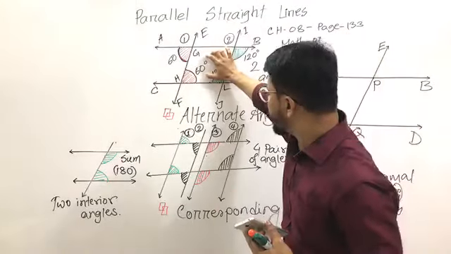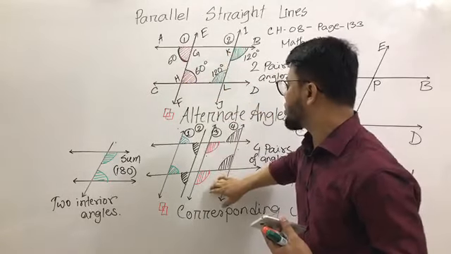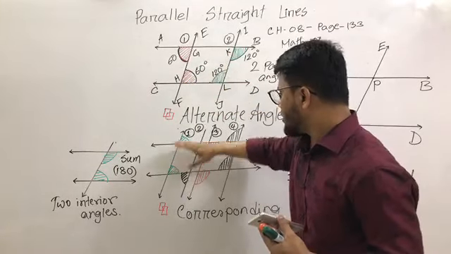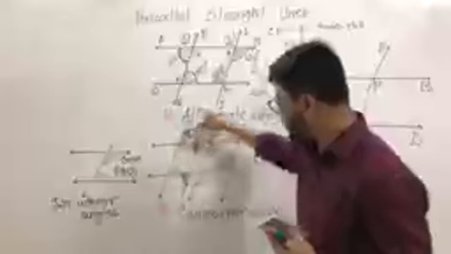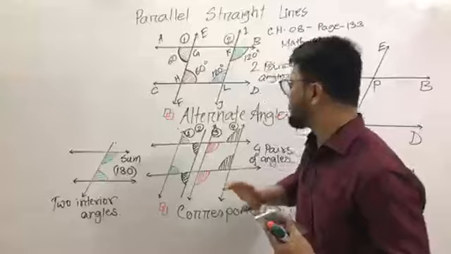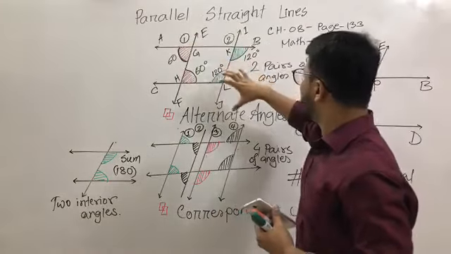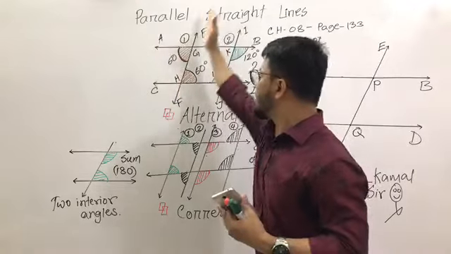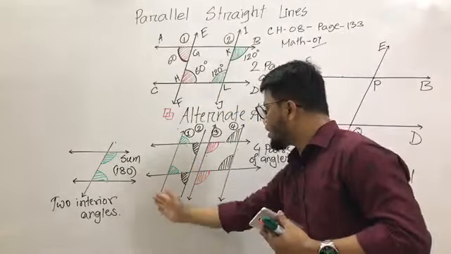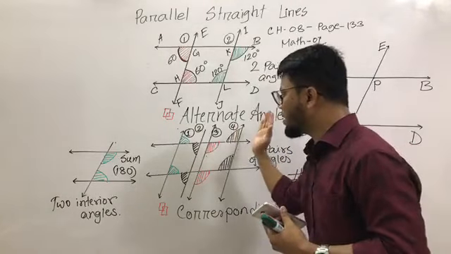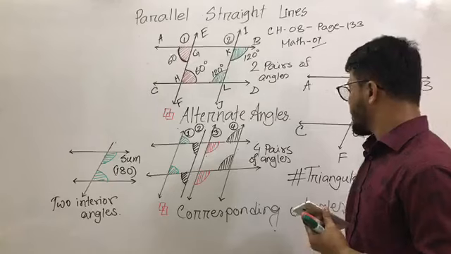Same color, same angle, in vertically opposite angles, alternate angles and corresponding angles. Because they look similar. If we look carefully, we will see they look similar and their measures are the same. Inside the parallel lines, on two opposite sides of the transversal, they are called alternate angles. On the same side of the transversal, it may be the right side or left side, they are called corresponding angles.